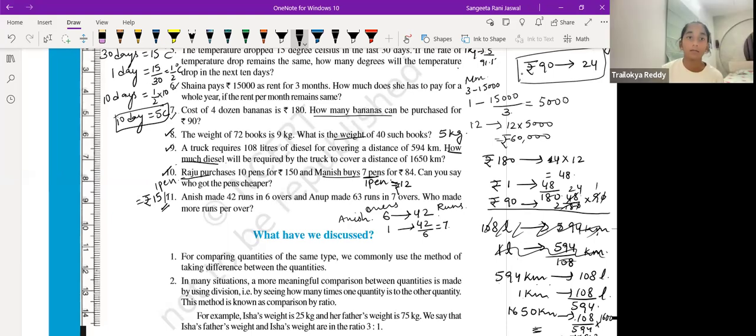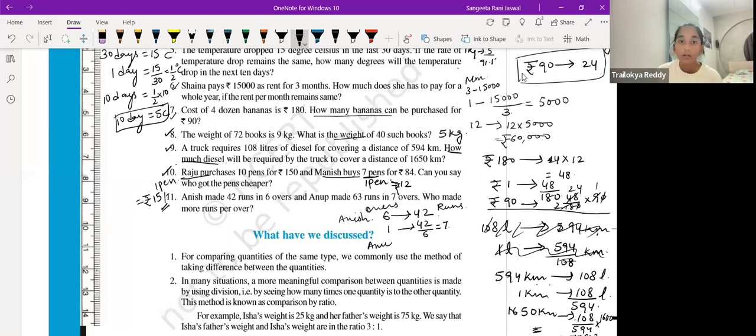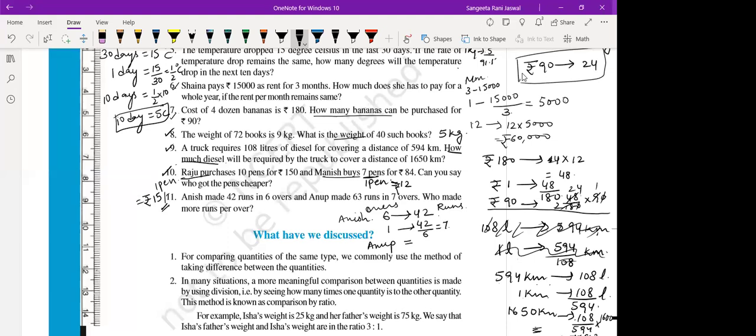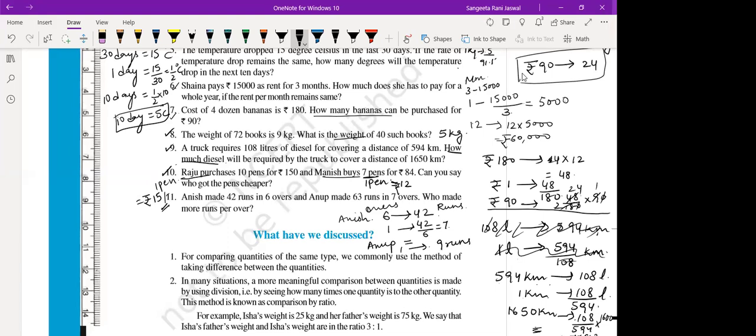Ma'am, I got the answer. Okay, tell me what is that? Ma'am, Anup made more runs per over. In 1 over, how many did he make? Ma'am, 9 runs. In 1 over, he made 9 runs. Okay, and Anish made 7 runs. So that means Anup made more runs per over. So the answer is Anup made more runs. Okay, everyone understood this, children?